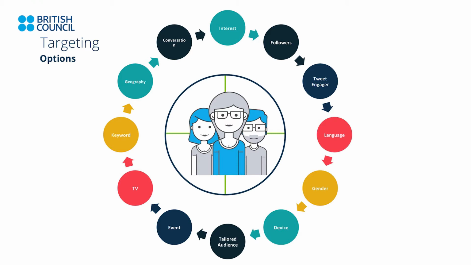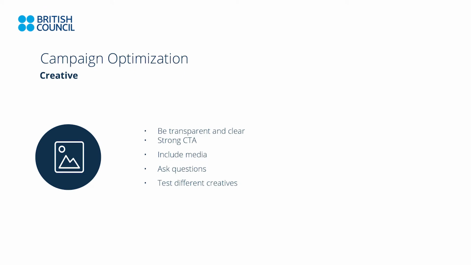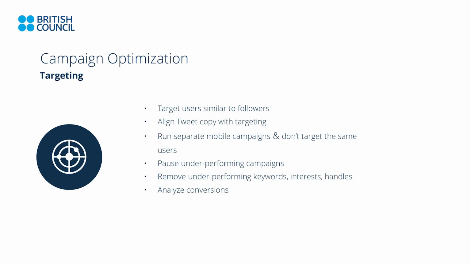Now, campaign optimization for Twitter. Let's talk about the creative. Your creative has to be transparent and clear. It has to have a strong call to action. It needs to include rich media, so images and video or dynamic creative assets would actually help you attract more audience and get them more engaged. Ask questions in your creatives so that people are prompted to reply when they see the tweet, and then test different creative formats, variations, and styles and copies. For targeting, what optimization tips can I give you? Well, target users who are similar to followers.